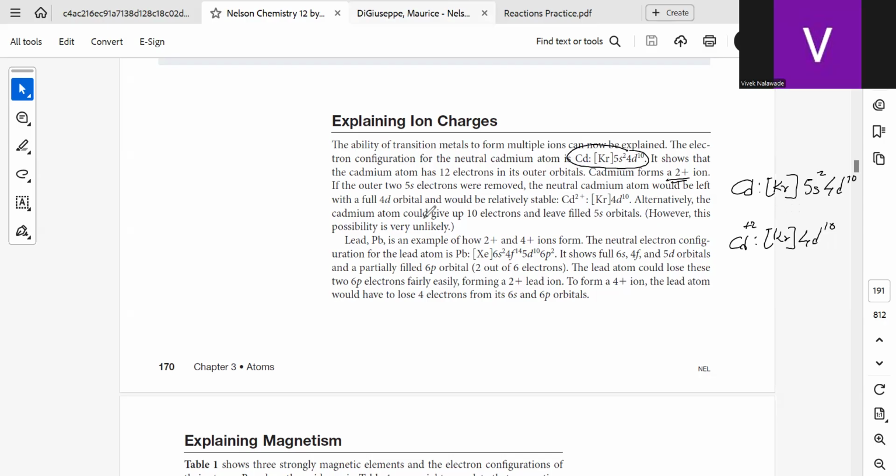Alternatively, a cadmium atom could give up 10 electrons and leave a filled 5s orbital. So there's a possibility that it could give away all the electrons in the fourth outermost shell instead of the fifth one. That is highly unlikely, but it's still possible.